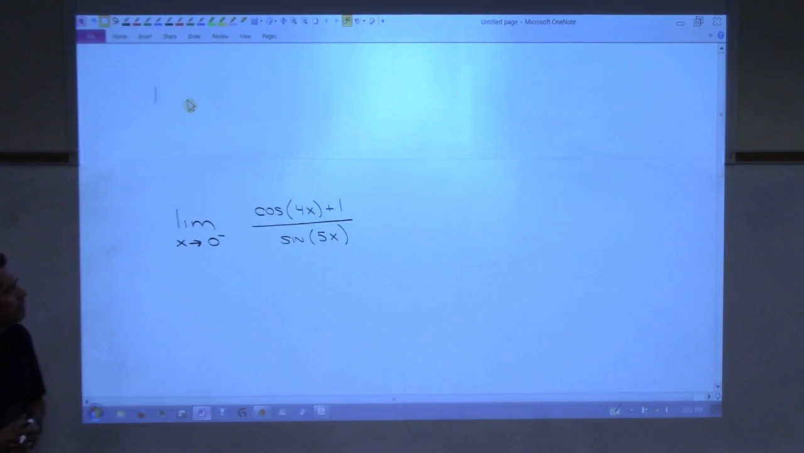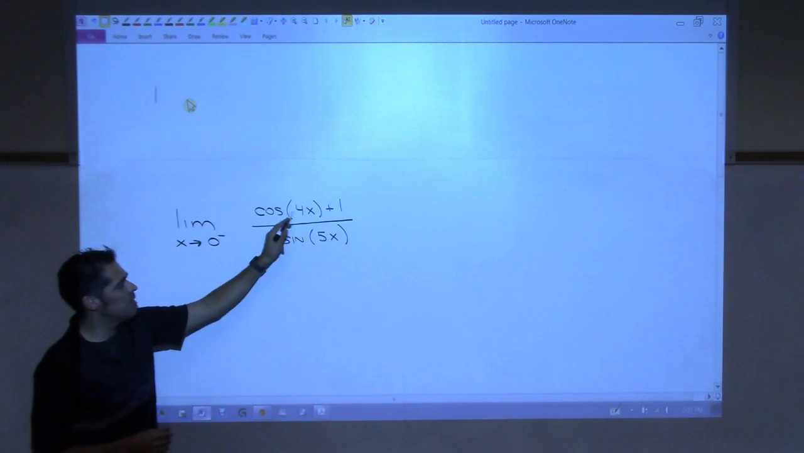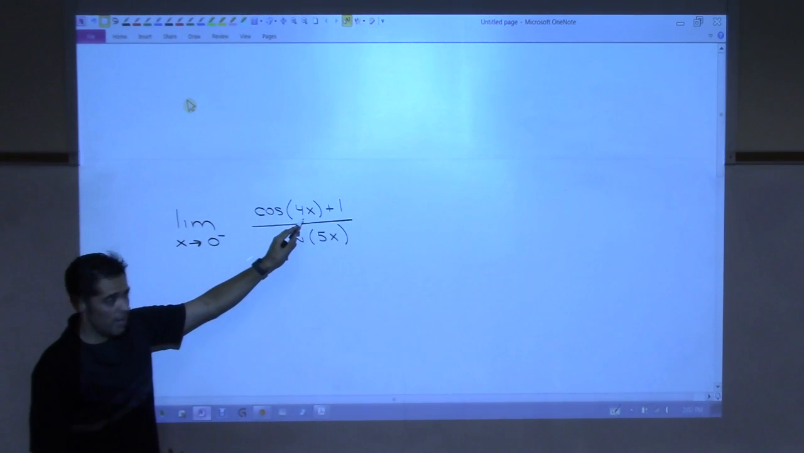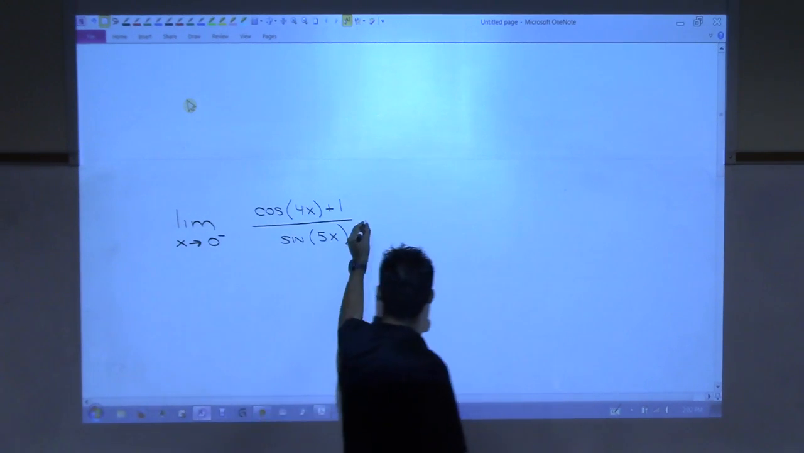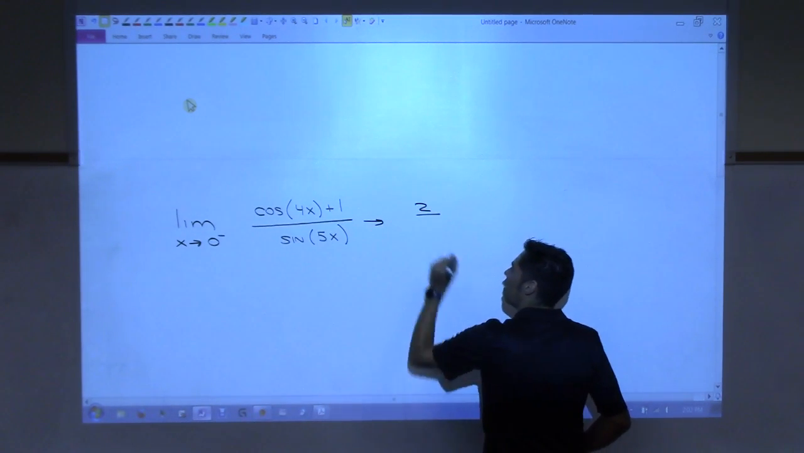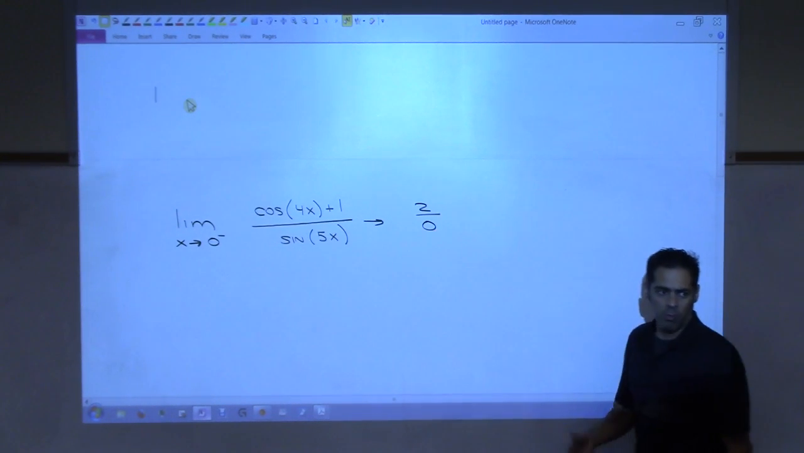Check this one. X goes to 0. 4 times 0 is 0. Cosine of 0 is 1. 1 plus 1 is 2. The top's headed to 2, not 0. The bottom is headed to 0. So I already know now it's one of 3 answers.